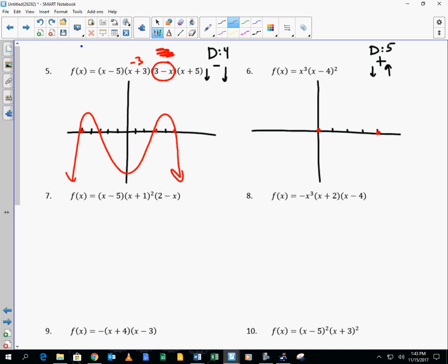What kind of root do I have at 0? It's a triple root. I'm going to put a T for triple. What kind of root do I have at 4? A double. Very good. Yep. Wow, we're going downhill quick. So, question?